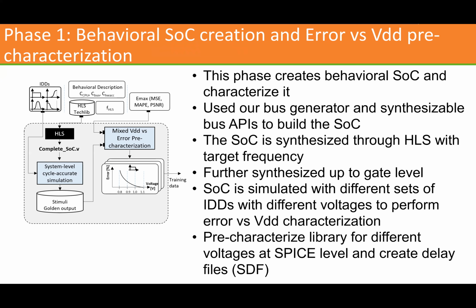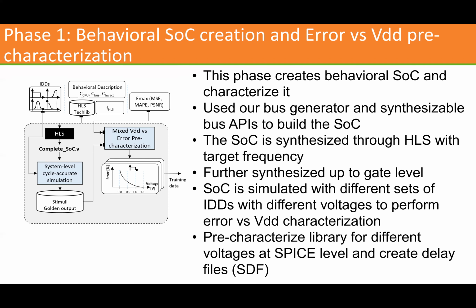And after that, the SoC is synthesized through high-level synthesis with the target frequency, and it will be further synthesized down to gate level. At this gate level, we will do simulation by giving it different types of input data distributions, or IDDs, because the data type in the real world changes. Like if you have an image in daylight, the brightness of the image will change at night. And we will store all the data, internal and also the input data, for our pre-characterization phase in the next part. And the SoC is simulated.